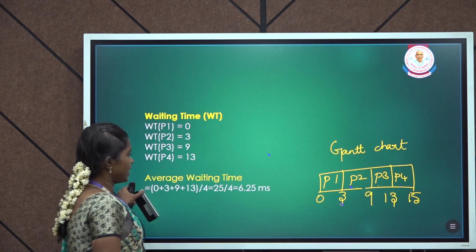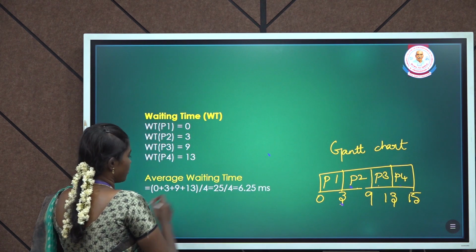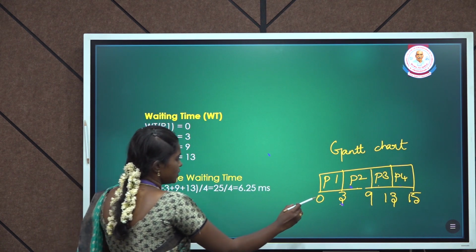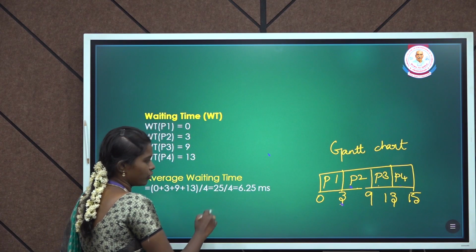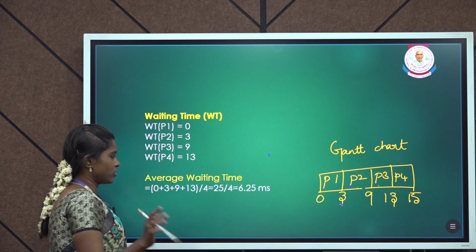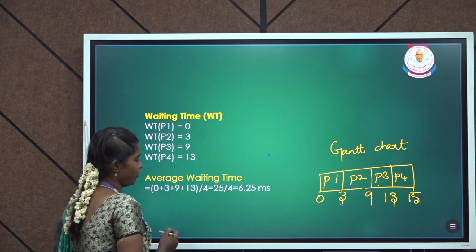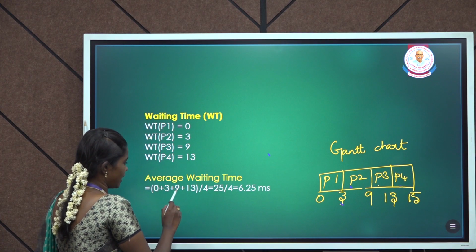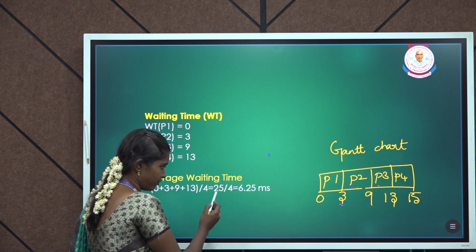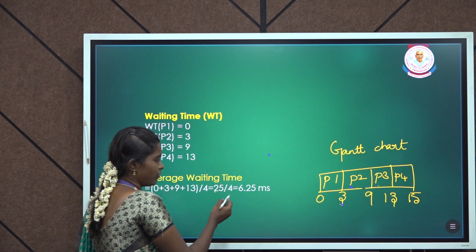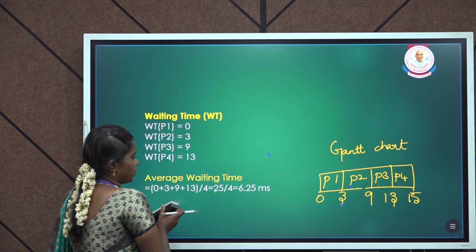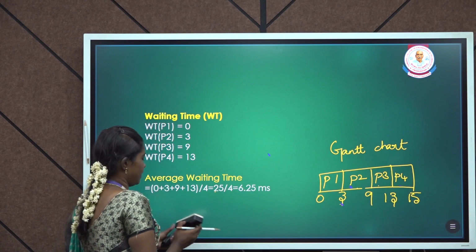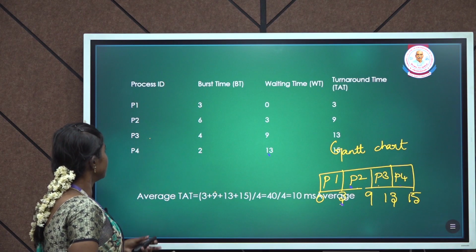The average waiting time of the problem is 0 plus 3 plus 9 plus 13 divided by 4, because we have 4 processes. 0 plus 3 plus 9 plus 13 is equal to 25. 25 divided by 4 is 6.25 milliseconds.